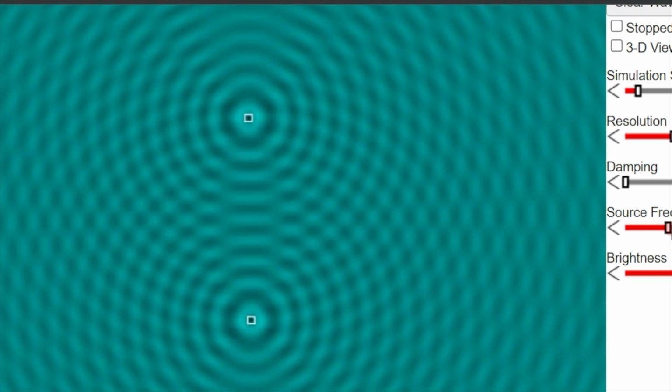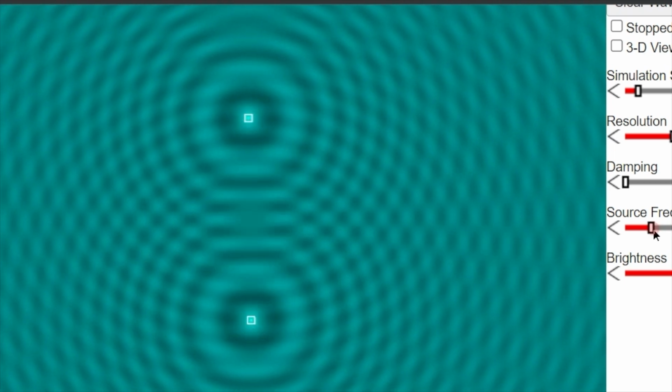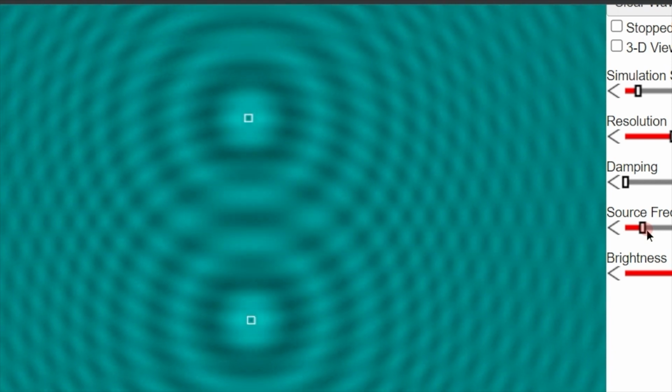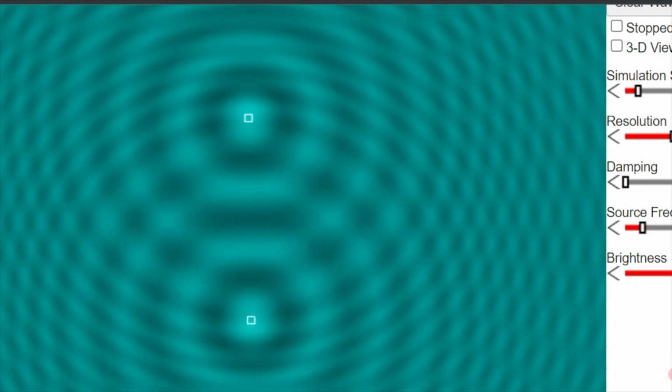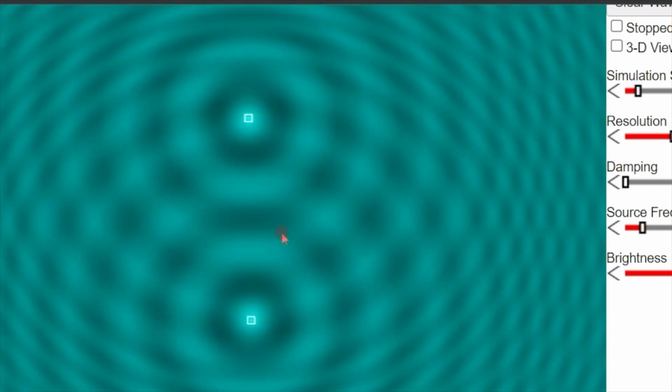However, as I decrease the frequency, we will see the number of waves begin to lessen or to decrease.